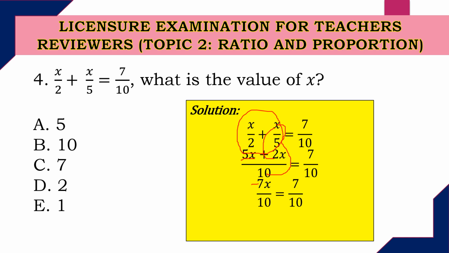Cross multiplication, we have 7x times 10, that is 70x. 10 times 7, that is 70. And divide both sides by 70 para makuha natin si x. And x is equal to 1. And that is letter E.